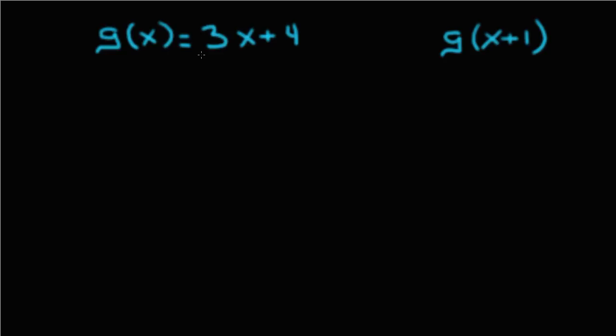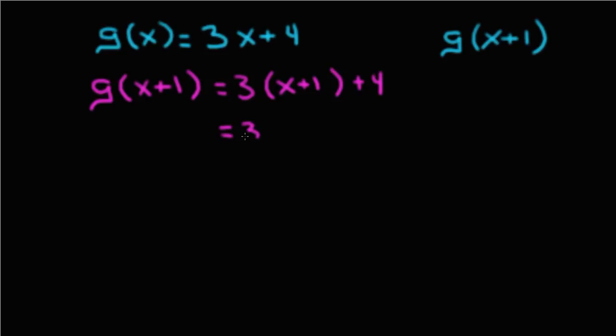So you've got g of x plus 1 equals 3 times x plus 1, plus 4. 3 times x is 3x. 3 times 1 is 3. And then a plus 4 over here. So that's equal to 3x plus 7.